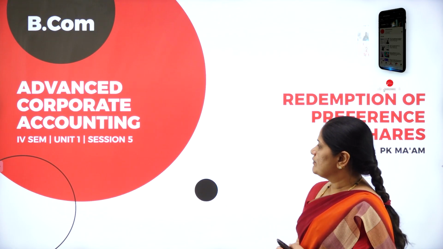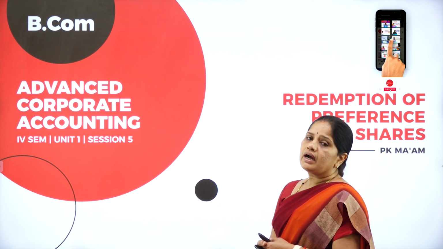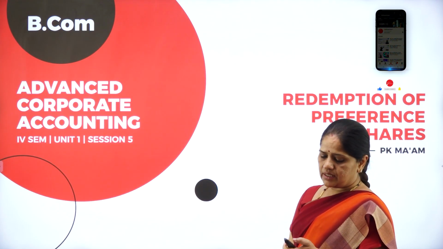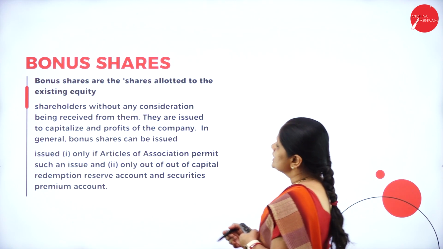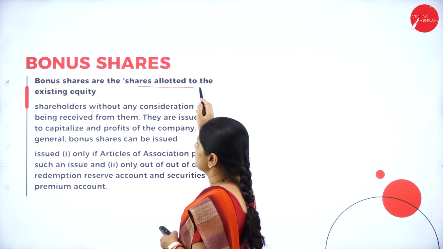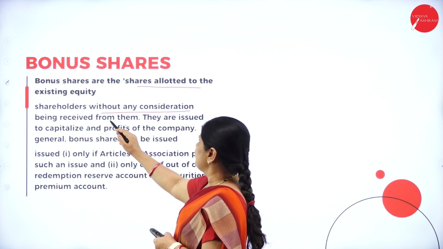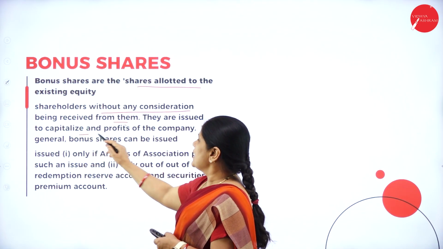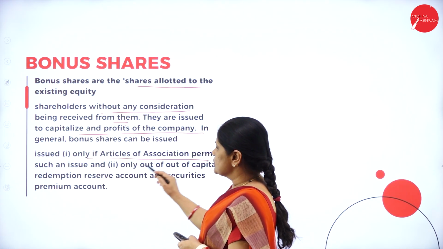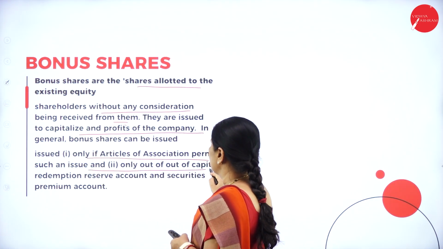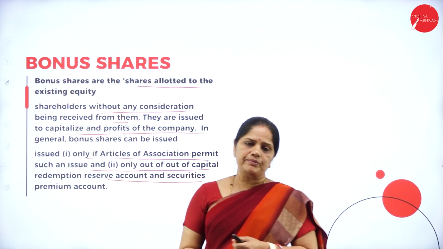In this session 5 of Unit 1, we will be dealing with issue of bonus shares out of the capital redemption reserve. Now let us first understand what we mean by bonus shares. Bonus shares are the shares allotted to the existing equity shareholders without any consideration being received from them. They are issued to capitalize the profits of the company. It can be issued only if Articles of Association permit such an issue and only out of capital redemption reserve account and securities premium account.